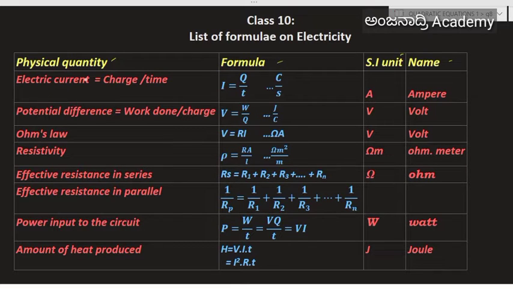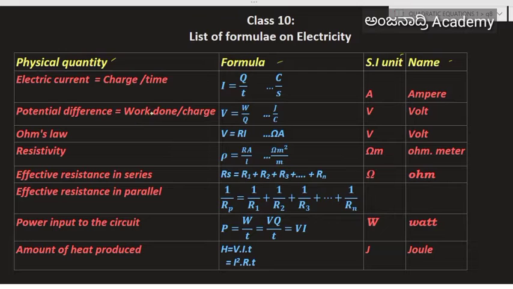What is the formula for the electric current? Electric current can be written as charge divided by time. Electric current is represented by I, charge is represented by Q, and time is represented by t. I is equal to Q by t is the formula for the electric current, and the SI unit of charge is coulomb and the SI unit of time is second. This coulomb per second is giving what? Ampere, and the ampere symbol is capital A.